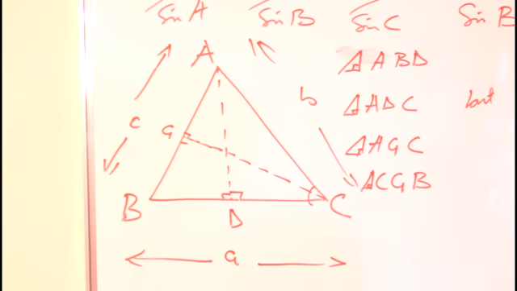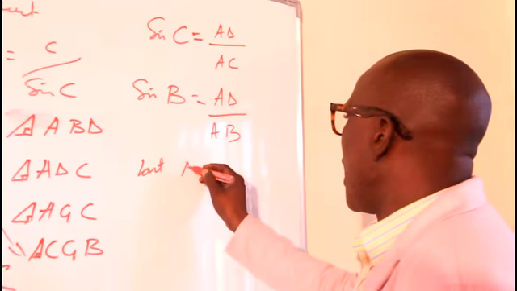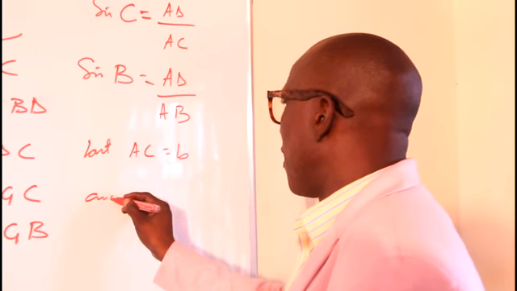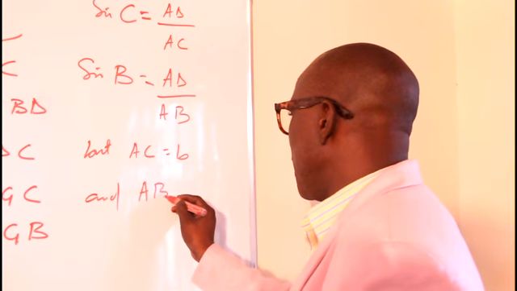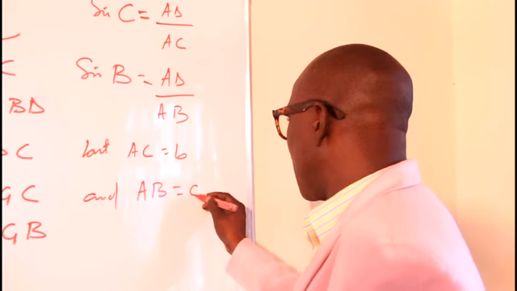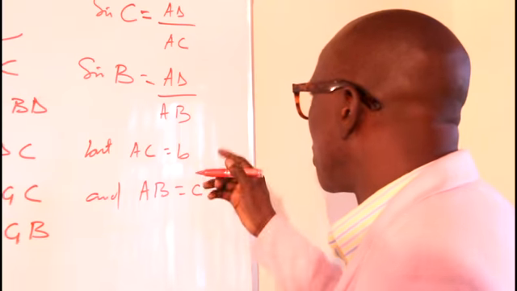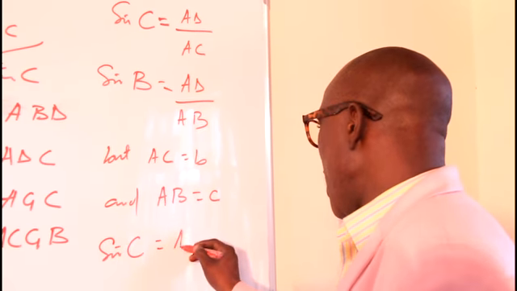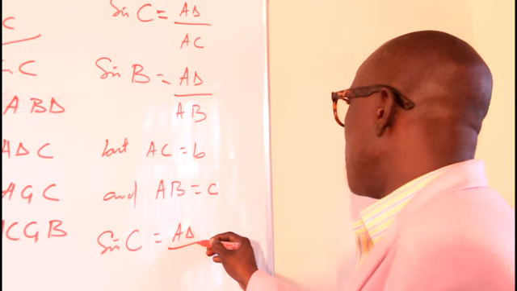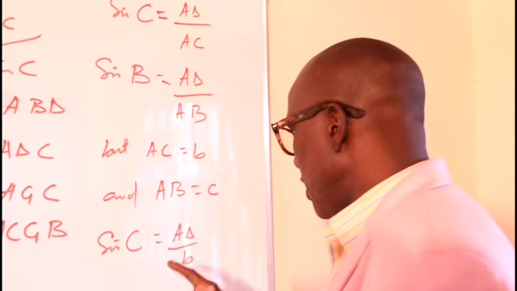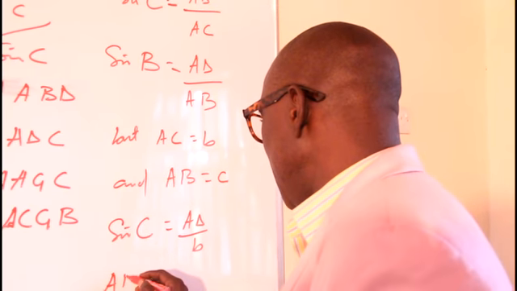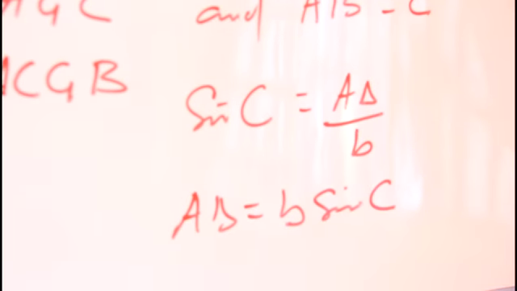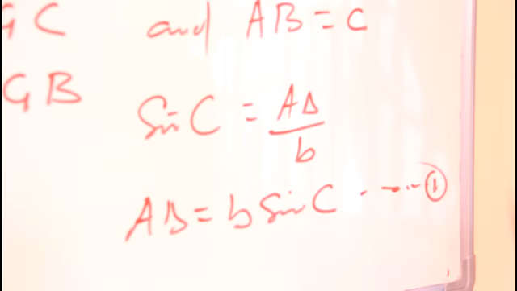But AC is b, and AB is c. Let me substitute. Sine C will be equal to AD over b. By the time we cross multiply, AD will be equal to b sine C. Let me call this equation 1.